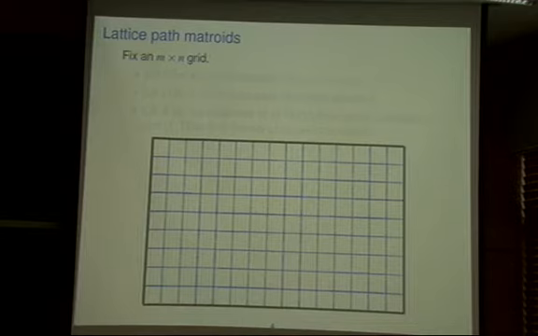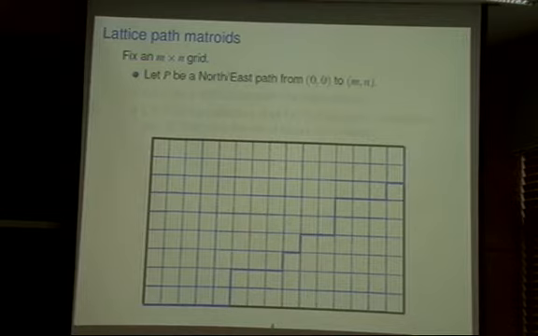Fix two integers m and n, and look at the Cartesian grid. We're going to look at paths that go through lattice points in the plane. First fix a path called P, which goes only north and east, one unit at a time. It can only go up and to the right. It has to start at the origin and end at the point (m, n), so it's going to end up having n north-going steps.